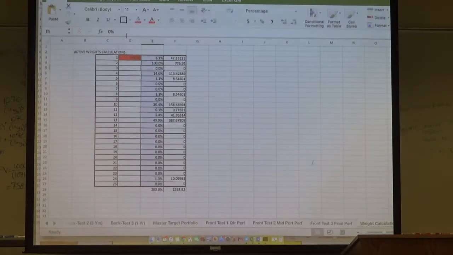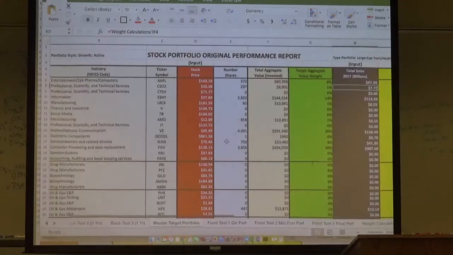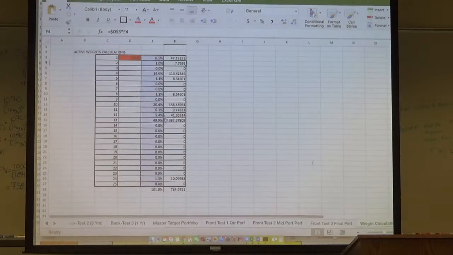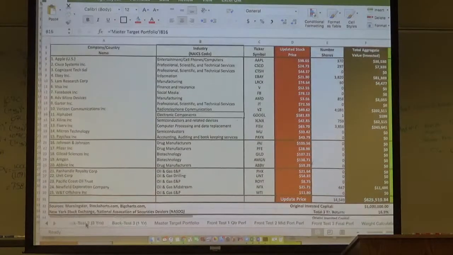if I make this 0.01, if I make that 1%, then when I go to it, it gives me the 7.67 as my sales. When I go to my total sales, it'll pop it out right here. And so then what you can do is start messing with the weights on this sheet, and then compare them to the backtest, 1 year, 3 year, and 5 year, and see how they turn out.